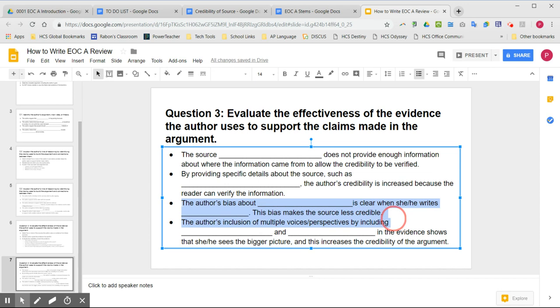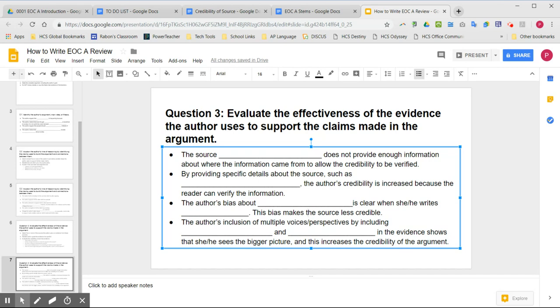Here, maybe I find the author very biased. The author's bias about blank is clear when he or she writes blank. This makes the source less credible. All right, or maybe I want to say something good. The author includes multiple examples, including the academic journal so-and-so and the popular news column so-and-so. And the evidence shows that he or she sees the bigger picture, and this increases the credibility of the argument.